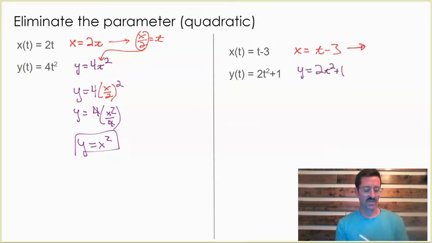And I'm going to take one of my equations and solve for t. So I add that 3 on both sides. We can now substitute that back in. And here's where we're going to have to use a little bit of algebra.